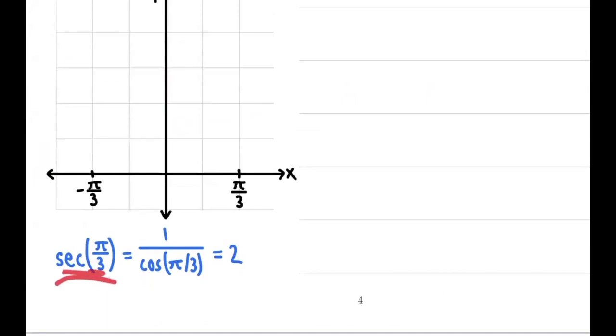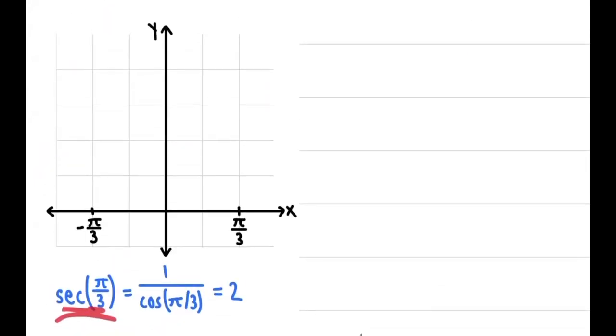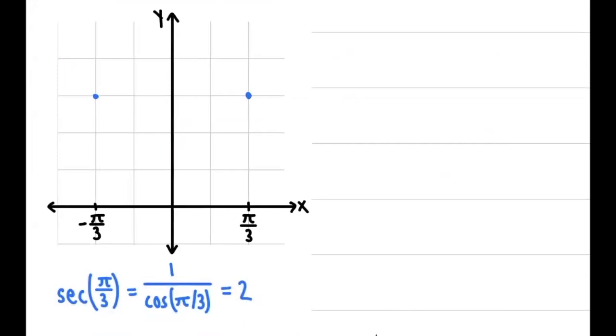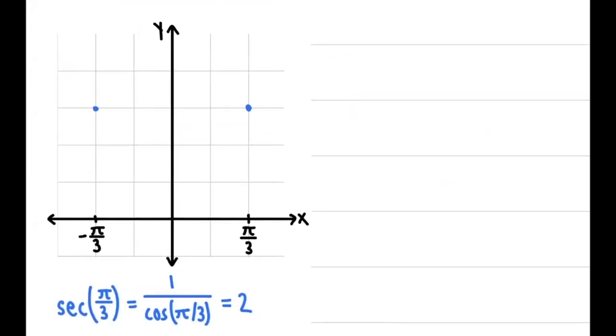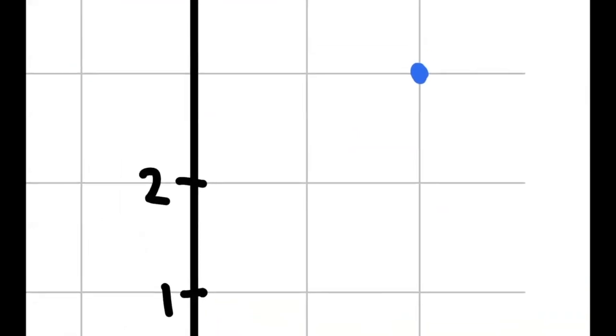So this is just secant of pi over 3, but we're adding 1 to it. It's 1 plus secant x, so 3. The negative is going to be the exact same, because cosine is an even function. Trigonometry review. That's why I put this problem in.